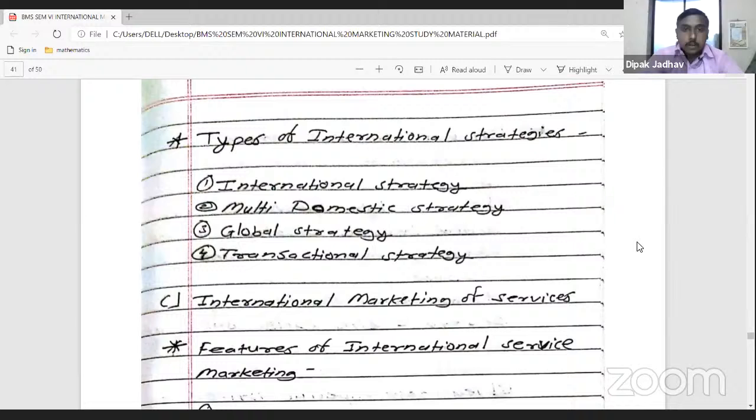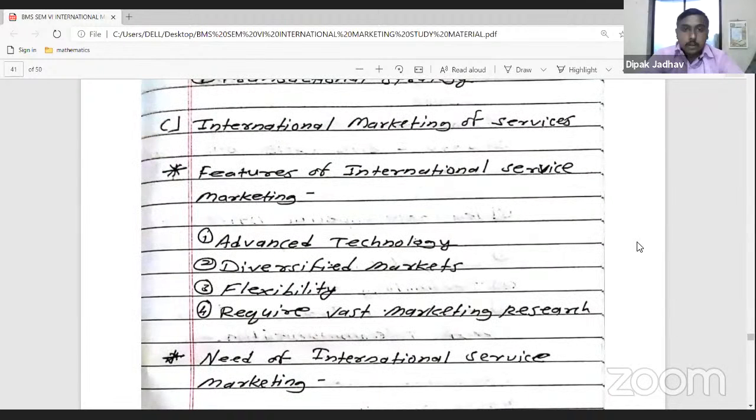Industry marketing services: how can we do international services, and the future of international services. First is advanced technology. Right now we are using this Zoom meeting and so on. It is a technology-based service, and it is provided by some foreign countries as well. Many foreign countries can provide services in technology, and IT industries especially are providing services all over the globe. So advanced technologies also play an important role in international marketing services.